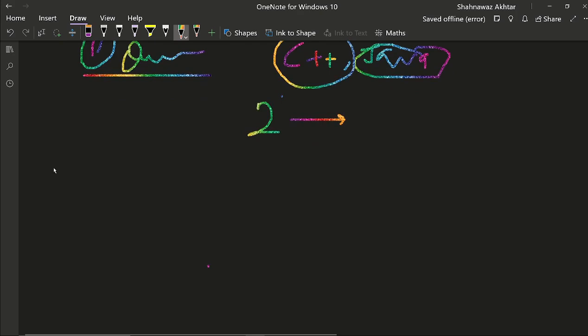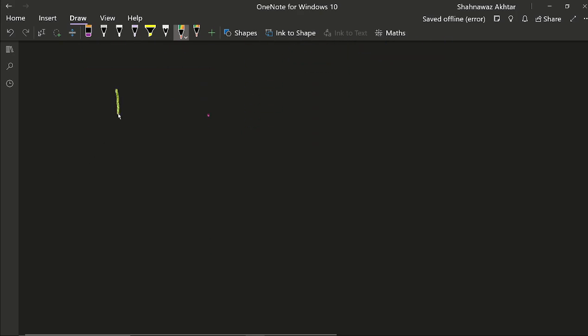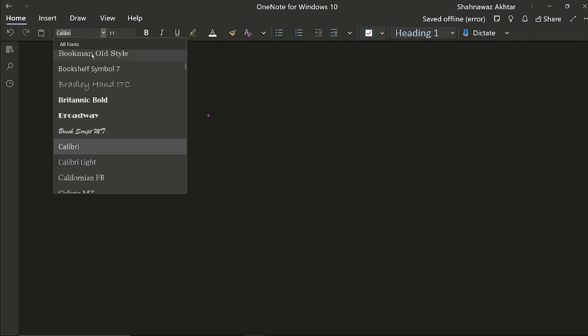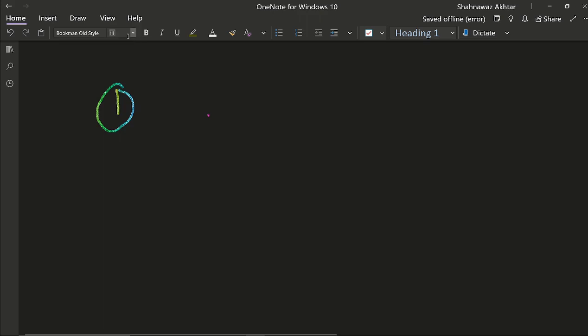Now, first question says what? It says: input from the keyboard. Let me increase the font size. Let me change the font and font size. All right.